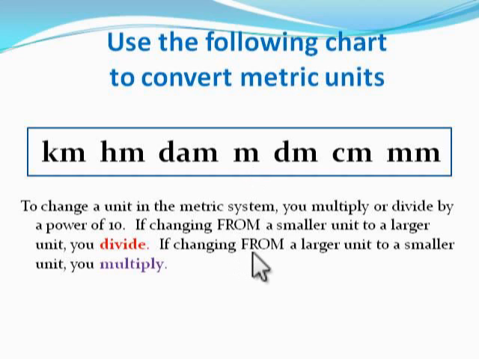If you change from a larger unit to a smaller, we're going to multiply. And again, by the power of 10 that separates them. So let's say that we had a kilometer and we wanted to change it to a meter. We are going to multiply by 1,000. Okay, the easiest way to look at this is with an actual example.